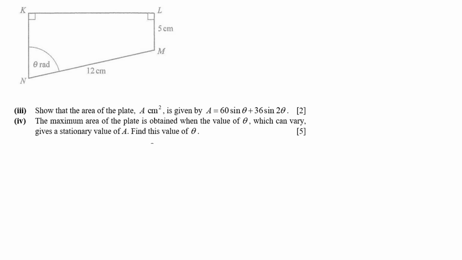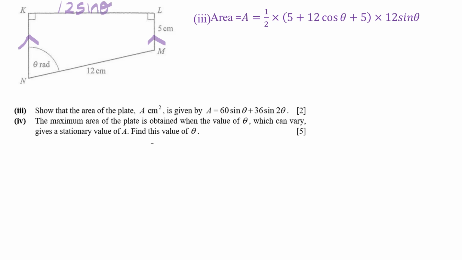So area of a trapezium, if you remember the formula, is half times the sum of the parallel sides times the perpendicular height. So where are your parallel sides? These two are your parallel sides: your KN, which is 5 plus 12 cos theta, and then your LM, which is 5. Then your perpendicular height will be KL, which we found earlier on to be 12 sine theta.